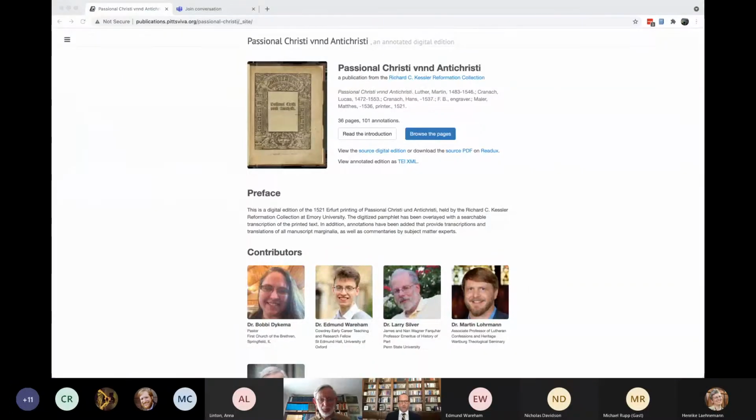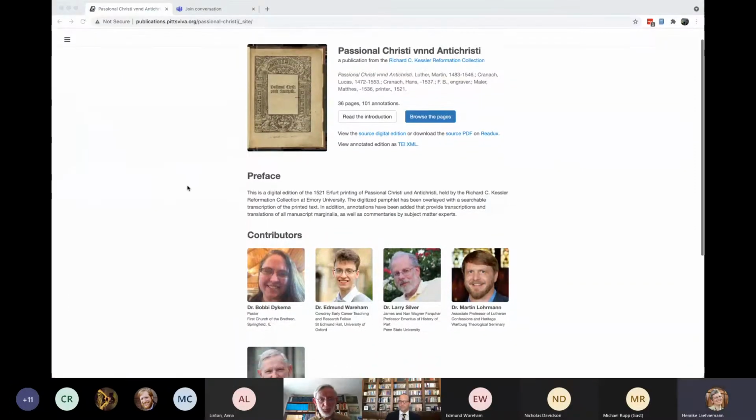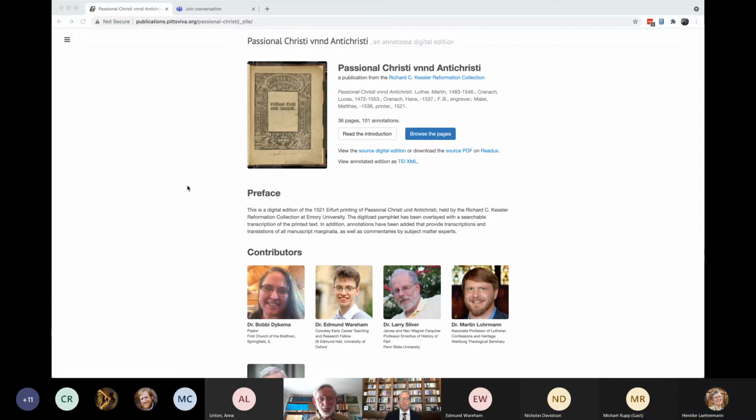And can you see now my digital edition? Yes. Very good. So as you see here, we are in a beta release of what we are calling a Redux version of the Passional pamphlet. Redux is software developed here at Emory University, which allows us to overlay annotations directly onto the page and to do some interesting OCR such that the text itself is discoverable right on top of the image, which I'll show you in a second.